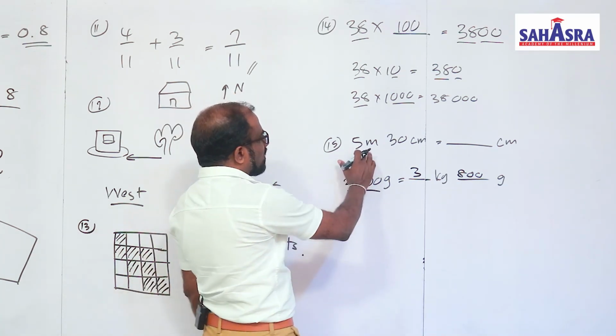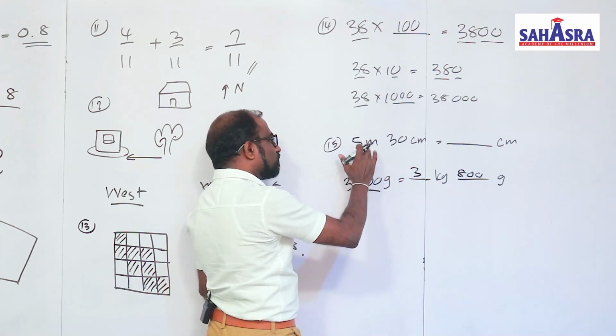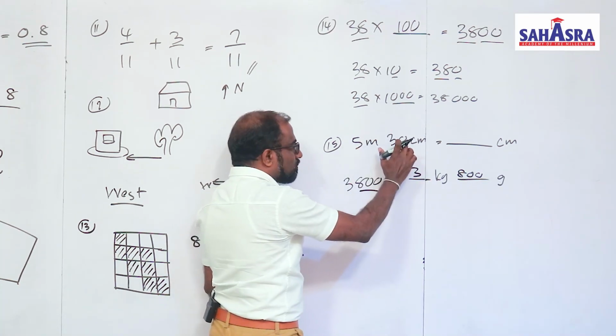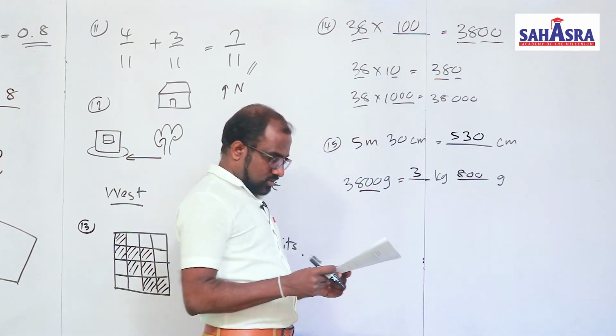So here 5 meters. So 1 meter is 100 centimeters, then 5 meters is 500 plus this 30, 530 centimeters.